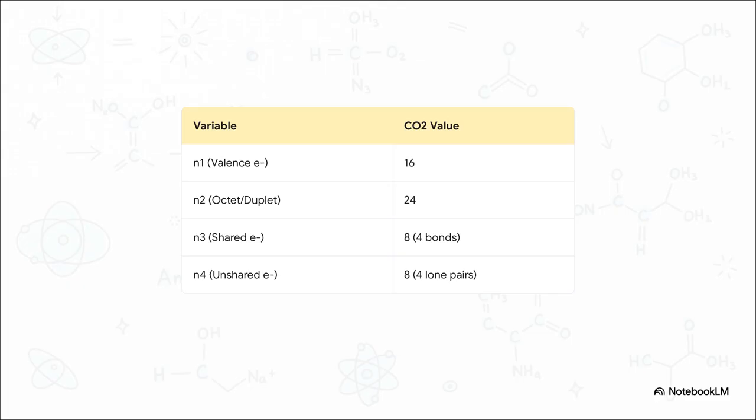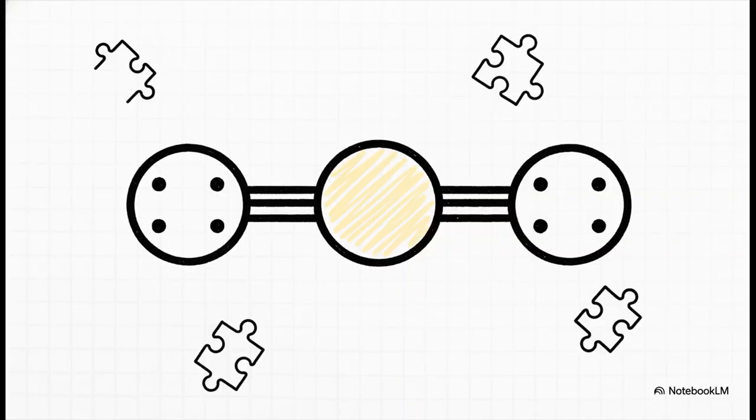Divide by 2, and that means we need 4 bonds. Lastly, for N4, the unshared electrons, our original 16 minus the 8 we just shared leaves 8 unshared electrons. Divide by 2 again, and we have exactly 4 lone pairs to place. Let's see how this all comes together. And this brilliantly illustrates our final structure.